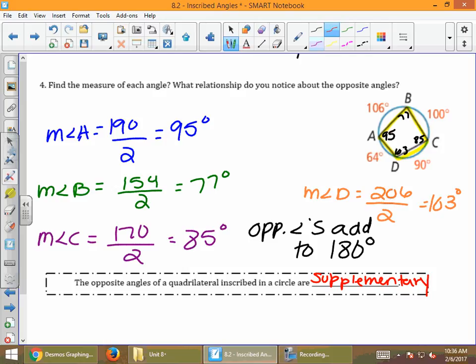You have to know that because sometimes you're just given the quadrilateral and one angle, and you're asked to find the one across from it, and that's the only information you have. You have to know this fact to be able to find that missing angle.